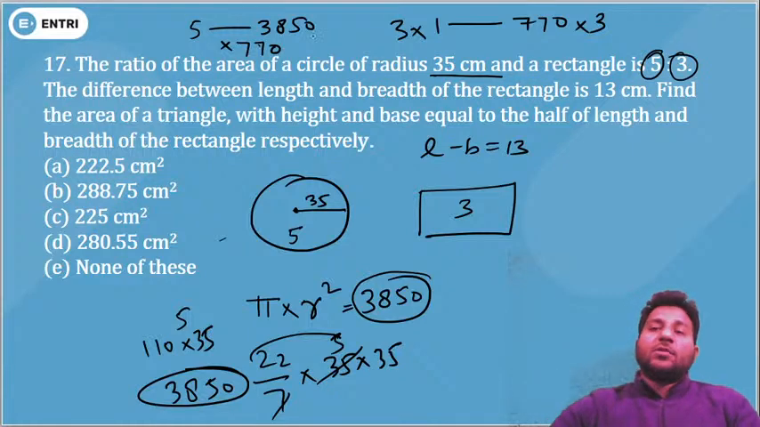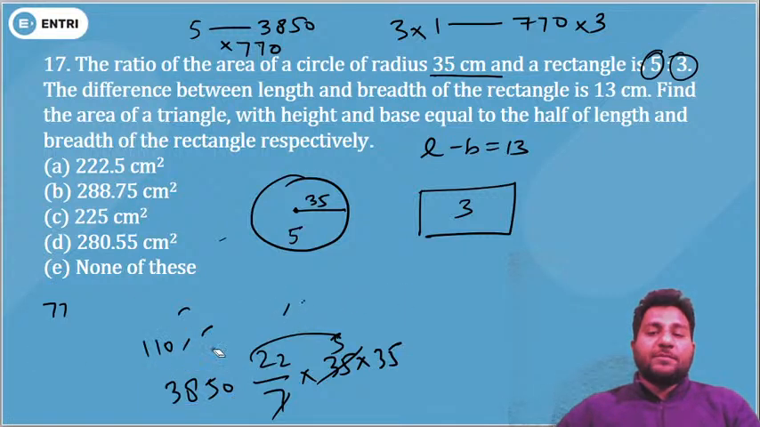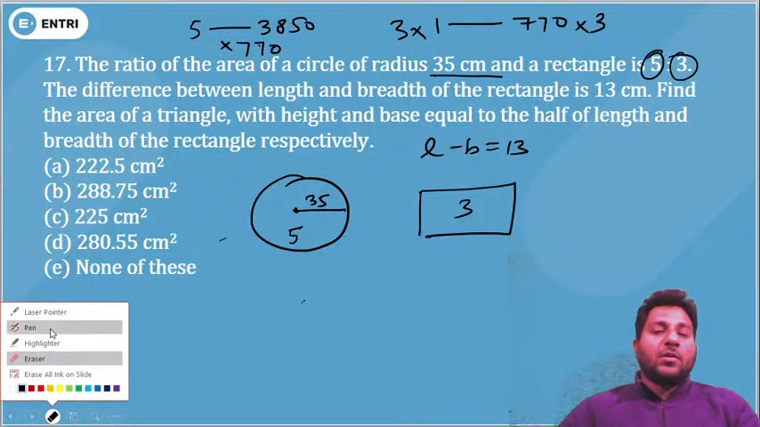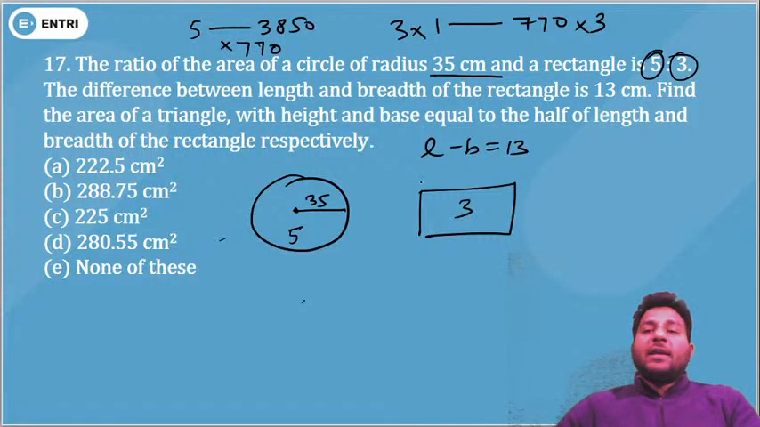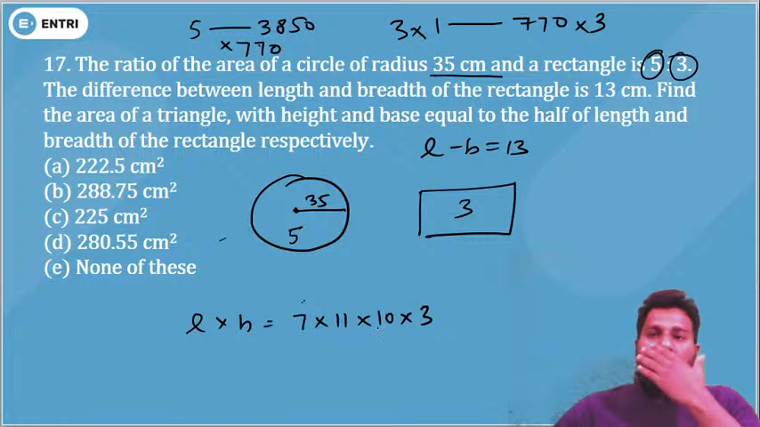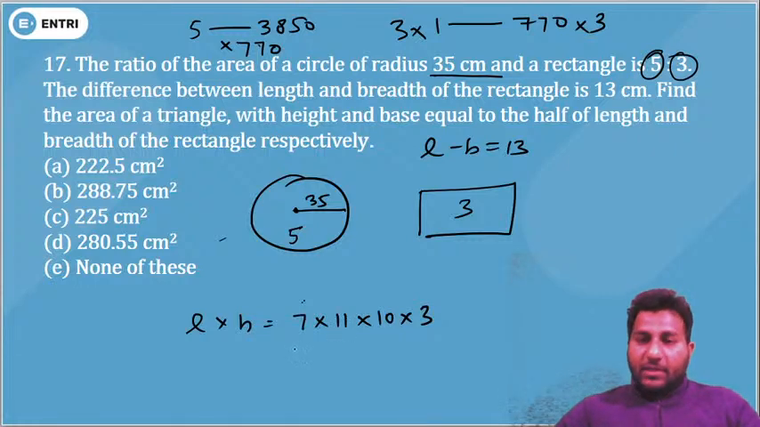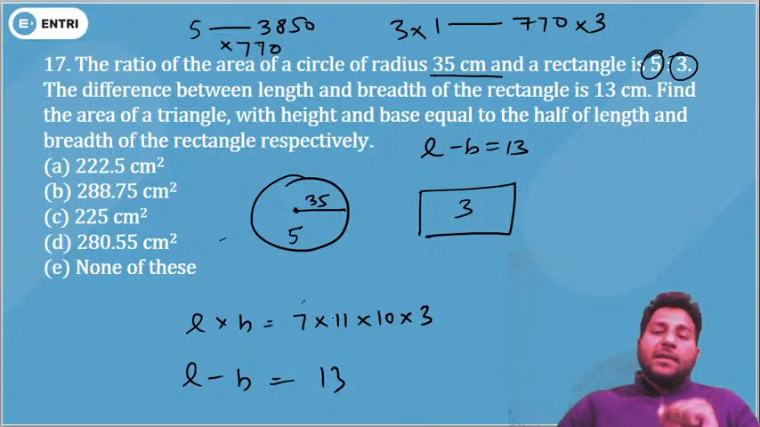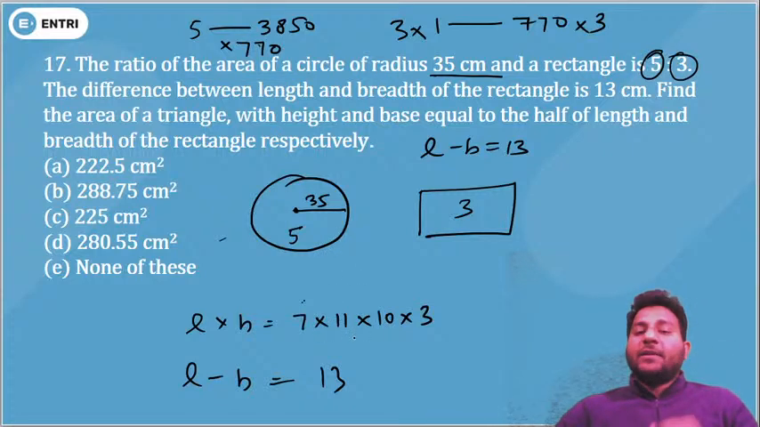Look, your total area will be like 77. Okay, so let's erase this portion. Look, here you know that the area of rectangle is L into B equals to 7 into 100, 11 into 10 into 3. Okay, I've split it. But you don't need to do that. And the difference is 13. So the length and breadth difference has been given. Now tell me how you will find the difference.